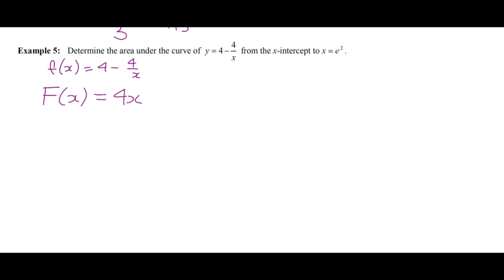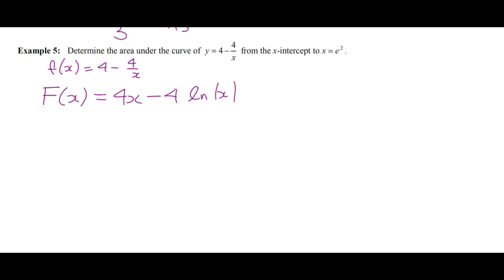All right, so how do we get a 1 over x? Ln, okay? So this is 4 times 1 over x, right? So it's just going to be minus 4 ln of the absolute value of x.